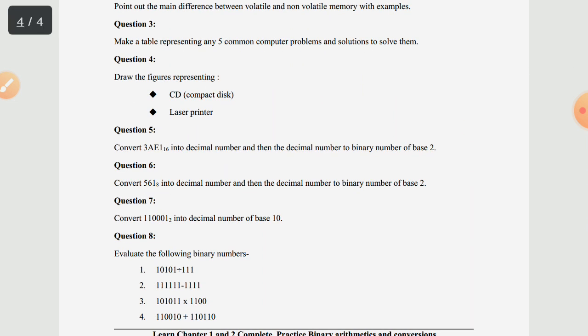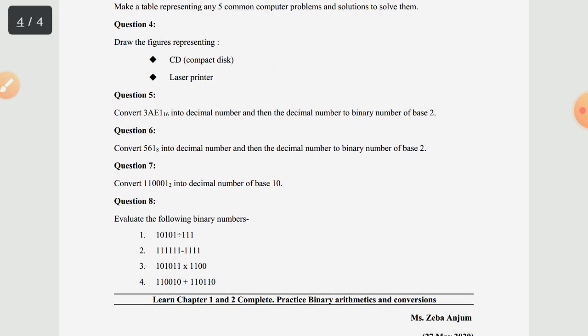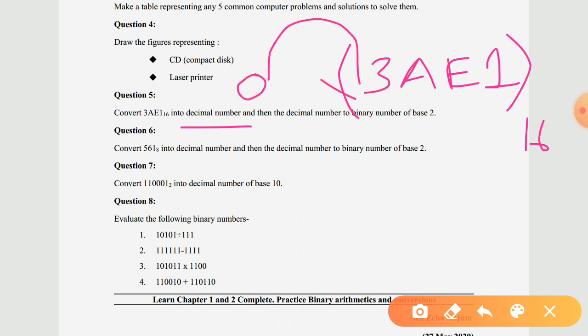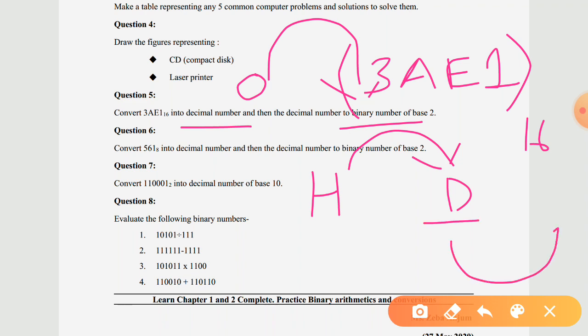Now the fifth one: convert 3AE1 with a base of 16. This is a hexadecimal number system. You have to convert it into a decimal number system, and whatever you got in the decimal number system you have to convert it into what? Into binary number system. Okay, so basically here there will be two conversions. One from hexadecimal to decimal number system. Okay, then the decimal number you get, from this decimal number system to your binary number system.